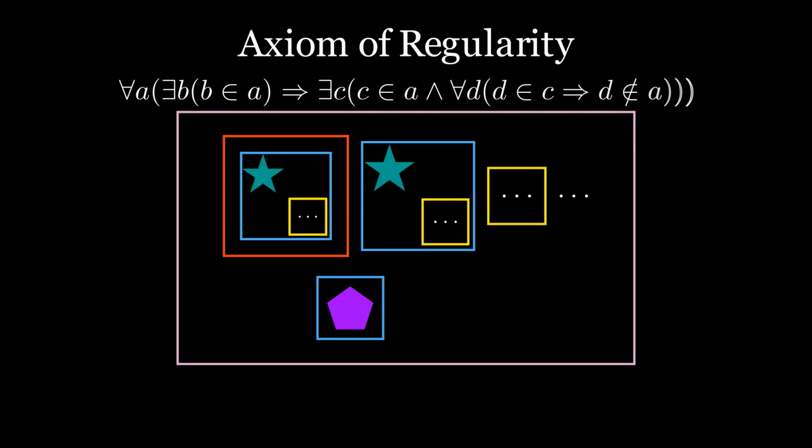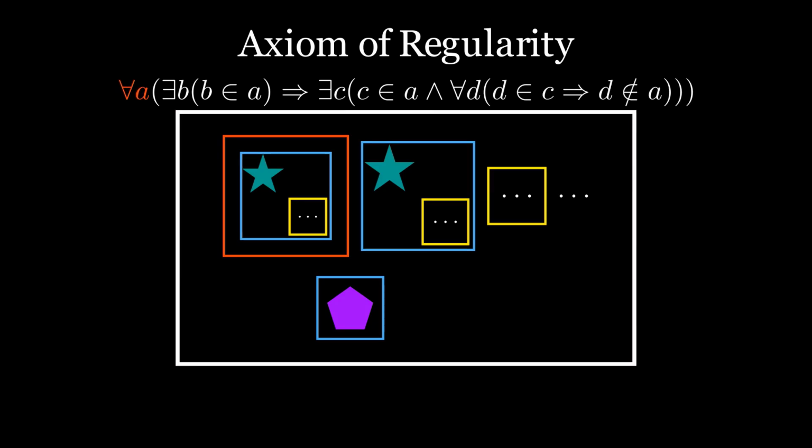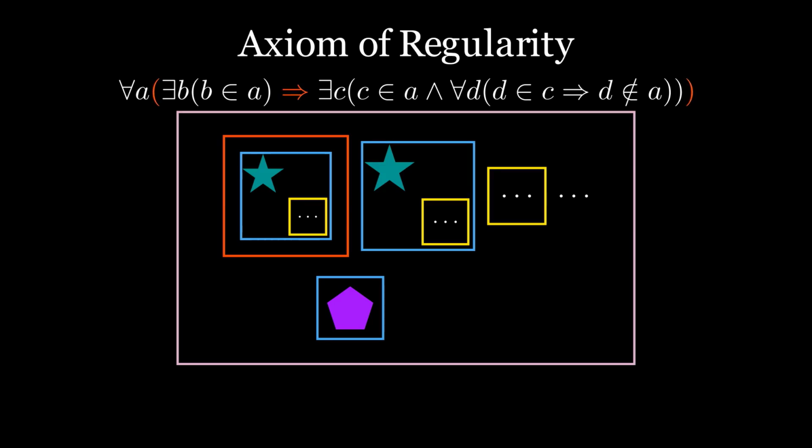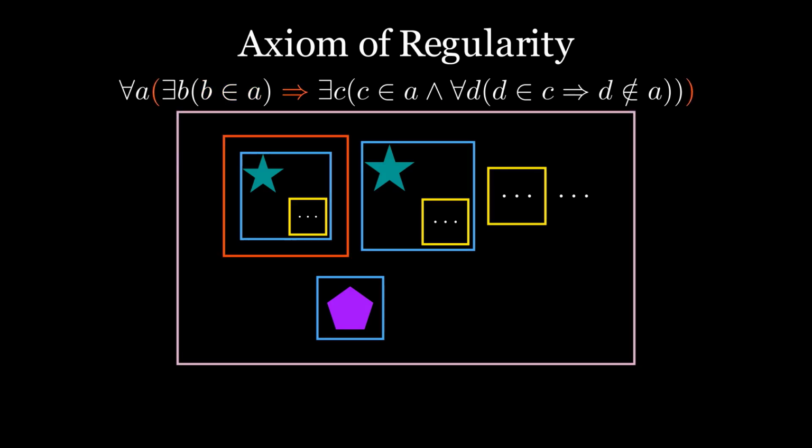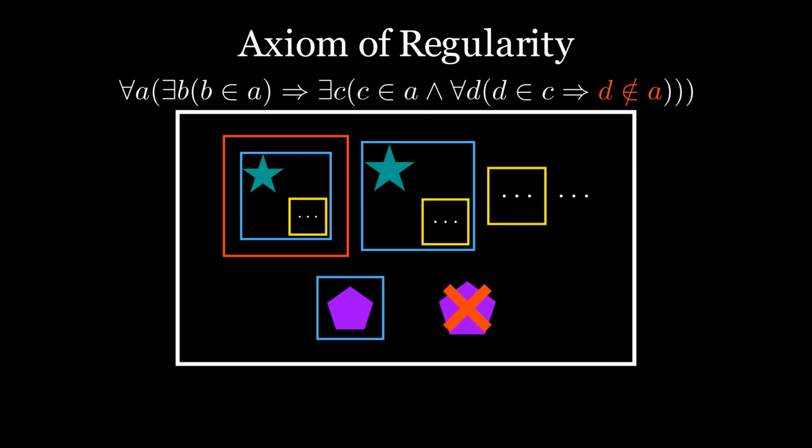Now the formal statement. For every set A, if there exists B such that B is an element of A, then there exists C such that C is an element of A, and for all D, if D is an element of C, then D is not an element of A.